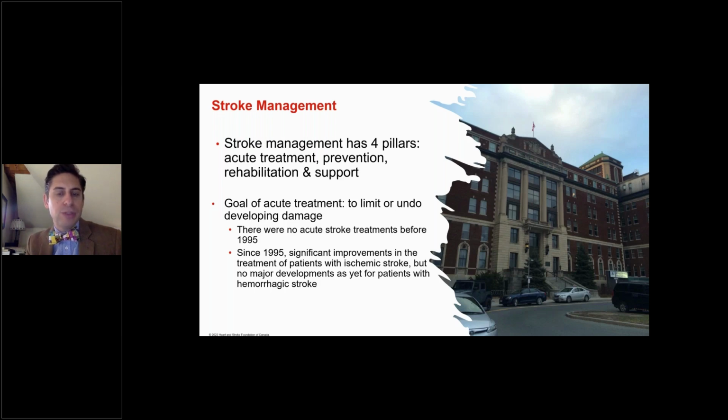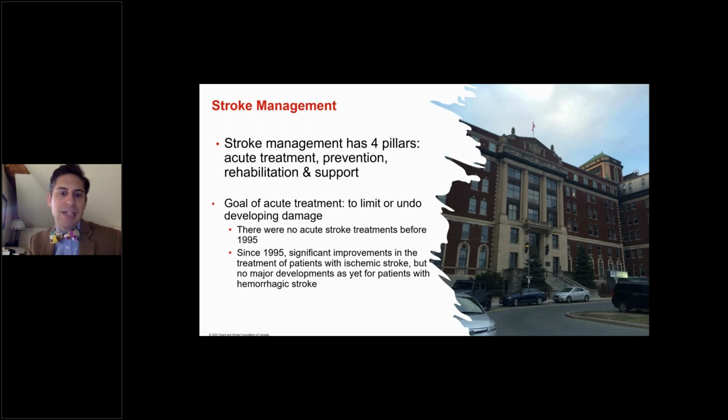The goal of acute treatment is to limit or undo developing damage. We're dealing with a process in medias res. Now, what's important to know about acute stroke treatment is that we had none before 1995. Think of where you were, think of how old you were in 1995. At that point, if you had had a stroke, there would have been nothing that myself or a colleague working at that time would have been able to do to undo the developing damage of stroke.